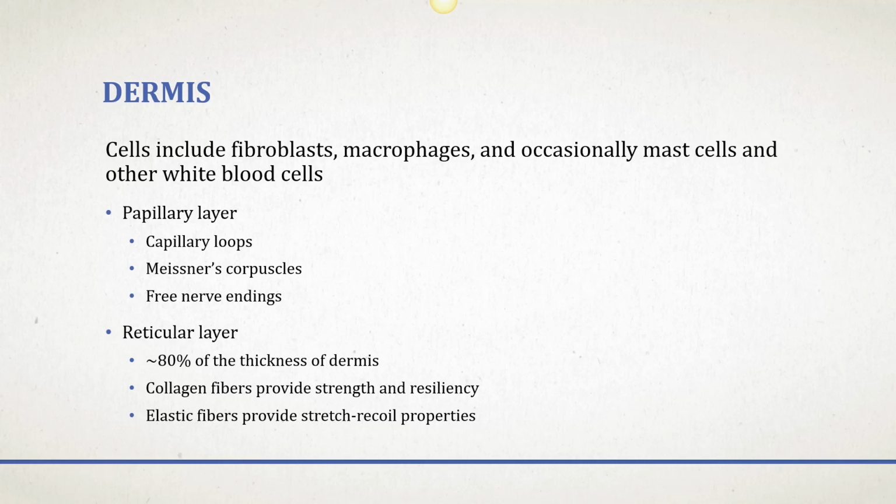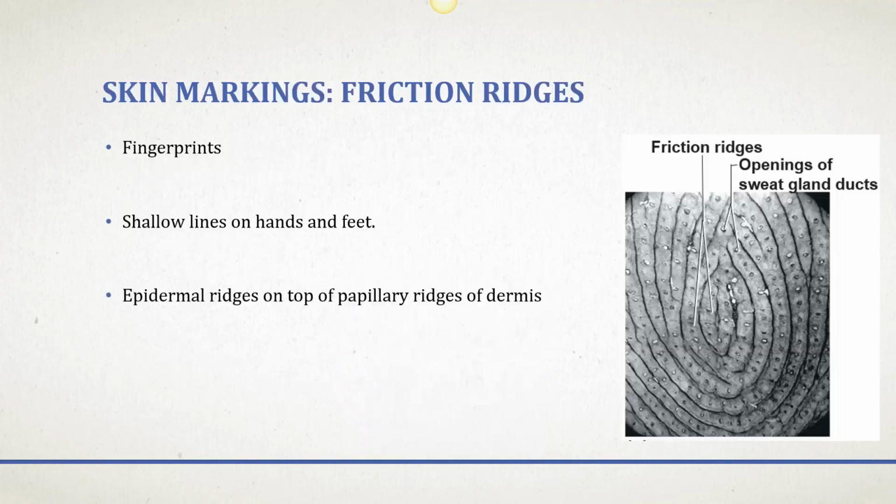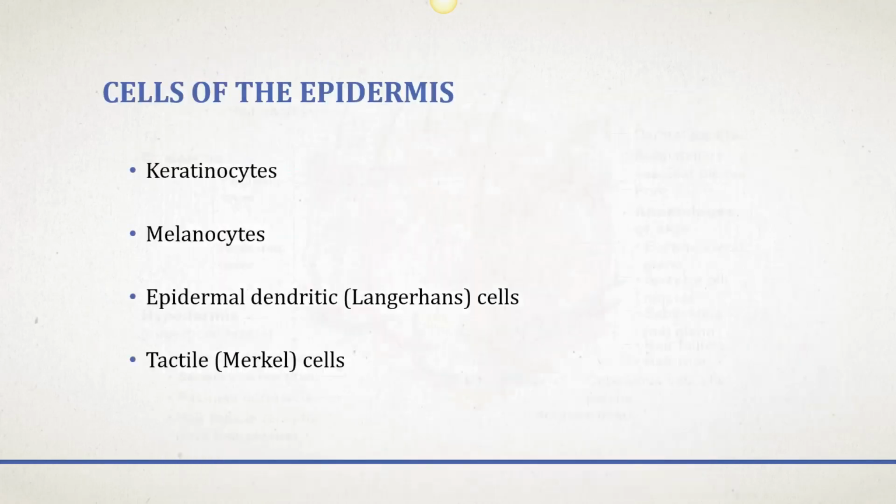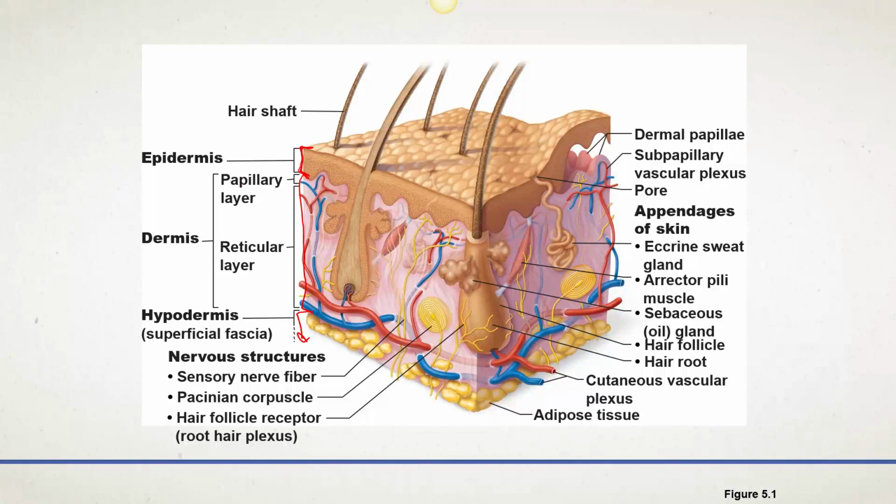So now we get down to the dermis. And if we go back to looking at the whole skin layer here, now we're talking about this part, the majority of the thickness of the skin. And you can see the 2 layers of the dermis, the papillary layer and the reticular layer. So this papillary layer follows right underneath the epidermis, and it gives blood supply to the epidermis.